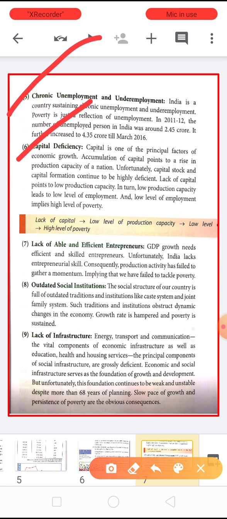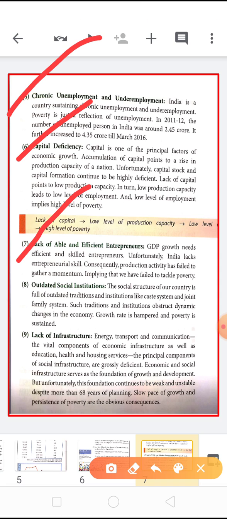Next is lack of capital deficiency. Children, the unequal distribution of income and assets has also led to the persistence of poverty in India, and capital is also one of the principal factors of economic growth. Because of the lack of capital, there will remain a low level of production capacity, and if the production capacity is low, then there is a low level of GDP, and it again leads to a high level of poverty. So this is also a principal cause of poverty.